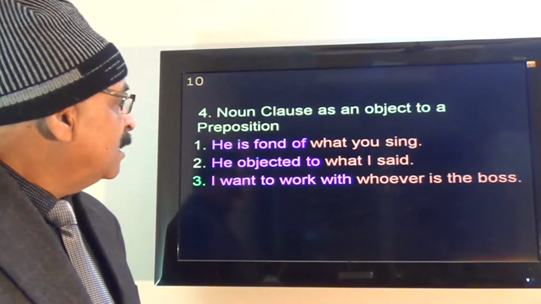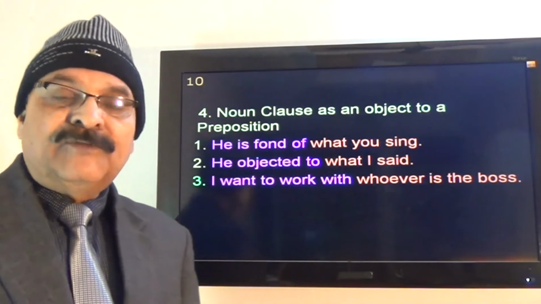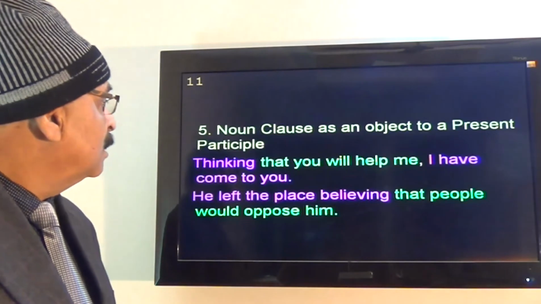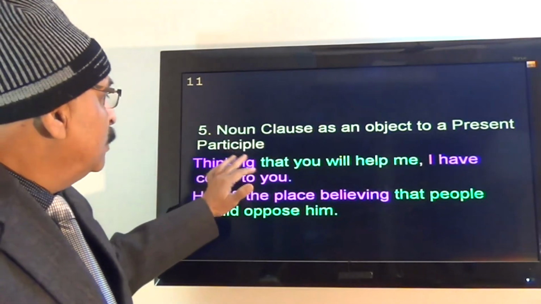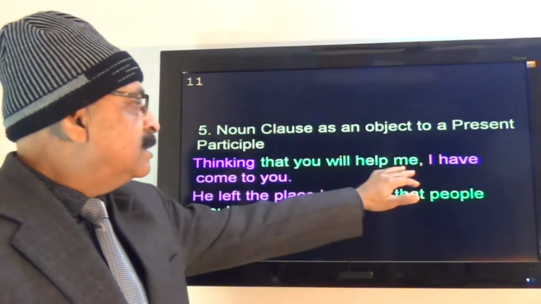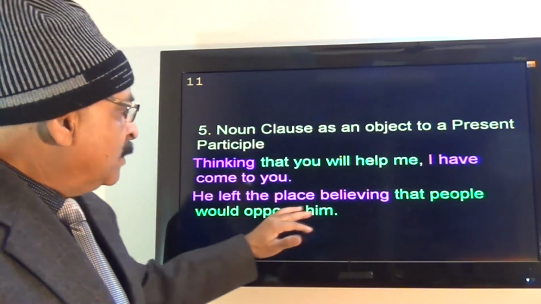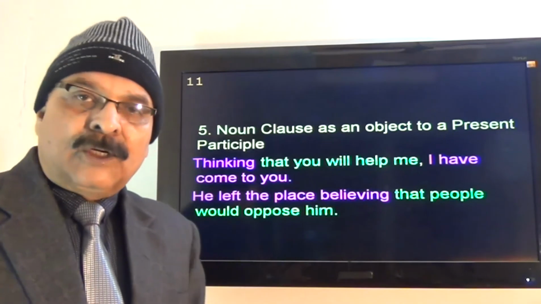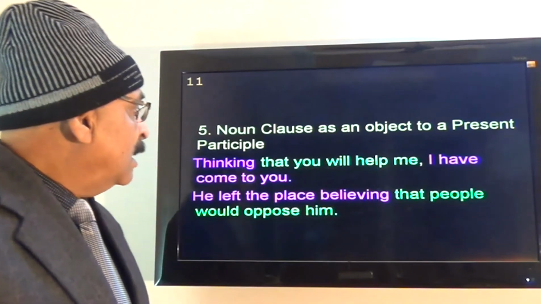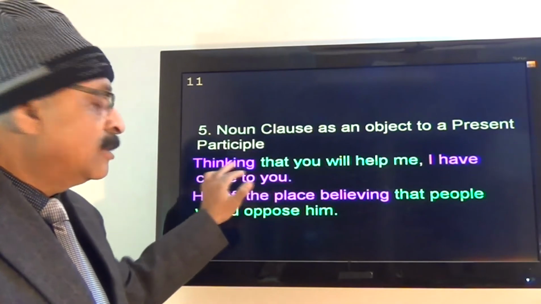So in this manner you get a preposition in front of a conjunction, you get an infinitive in front of conjunctions, you get a present participle in front of a conjunction. Now, noun clause as an object to a present participle: you are having a present participle here, and after that you are having this subordinate noun clause. Thinking something I have, he left the place believing something, right? You can fit something, and then you will find that this is a noun clause, and after that you are to see what is coming in front of the conjunction.